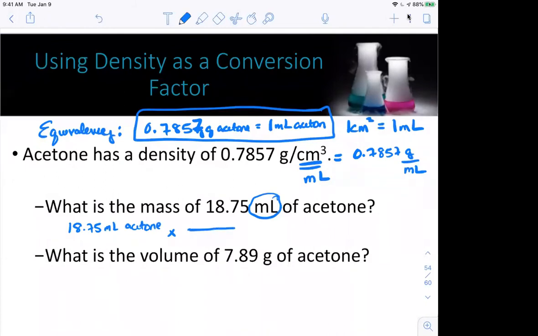I want the conversion factor where I have milliliters on the bottom, which gives me 0.7857 grams of acetone on the top. I have 4 sig figs and 4 sig figs, so I want to report 4. When I do this math, milliliters is going to cancel out. Grams is going to be the unit. So I'm going to get 14.73 grams of acetone as my final answer.